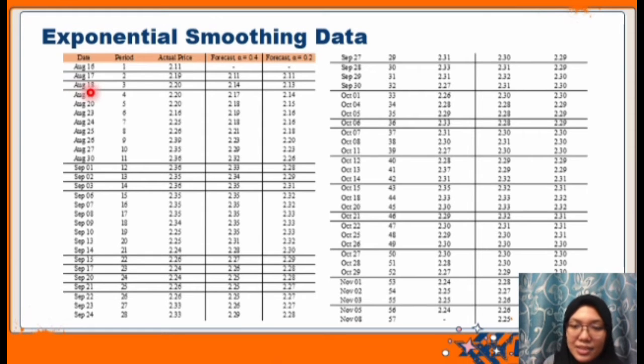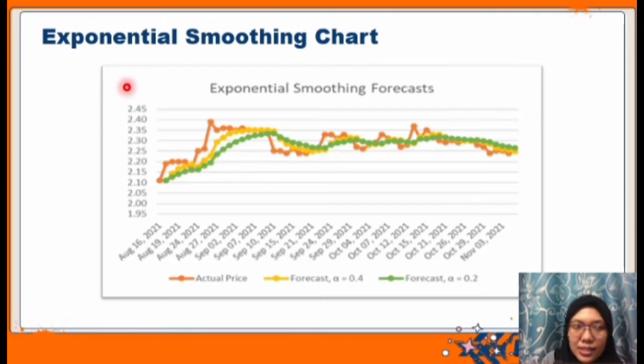This is the exponential smoothing data that we have calculated based on the previous formula we provided. And here is the table from 16 August to 8 November. We are using the forecast of alpha 0.4 and alpha 0.2. Here is the exponential smoothing chart based on the data that we have calculated.